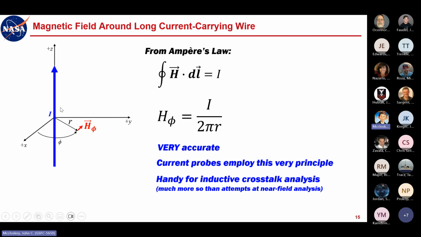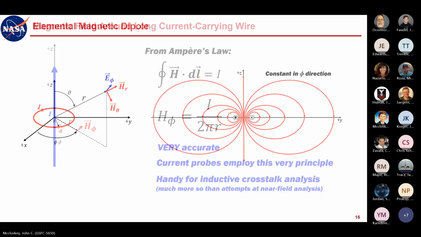When you clamp a current probe around a cable or a wire, you're not measuring the current directly. You're actually capturing the magnetic field lines, the magnetic flux, and converting that into a potential. And then your calibration curve gets you back to the current that had to have induced that magnetic field. This gives you a very accurate description of the magnetic field around a long current carrying wire. And this is handy for inductive crosstalk analysis, and we're going to get into that here presently.